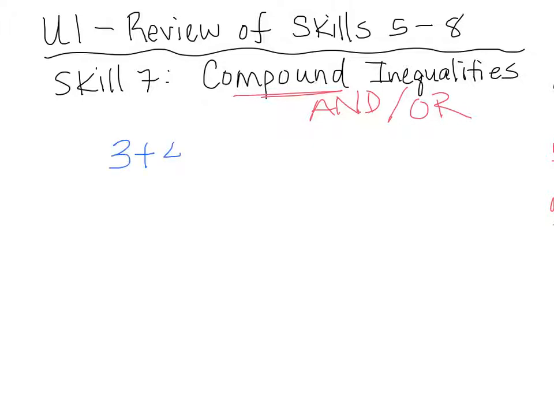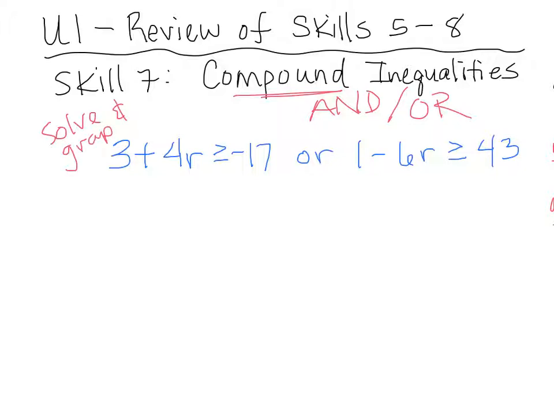3 plus 4r is greater than or equal to negative 17, or 1 minus 6r is greater than or equal to 43. Okay, and your directions are to solve and graph. So take a few moments to complete this problem, and then I'll play again and show you the answer to compare.